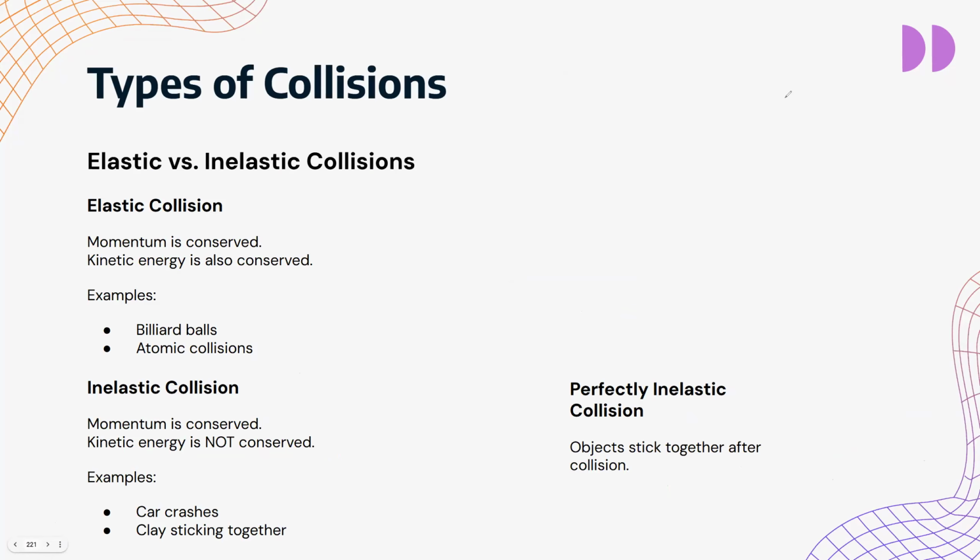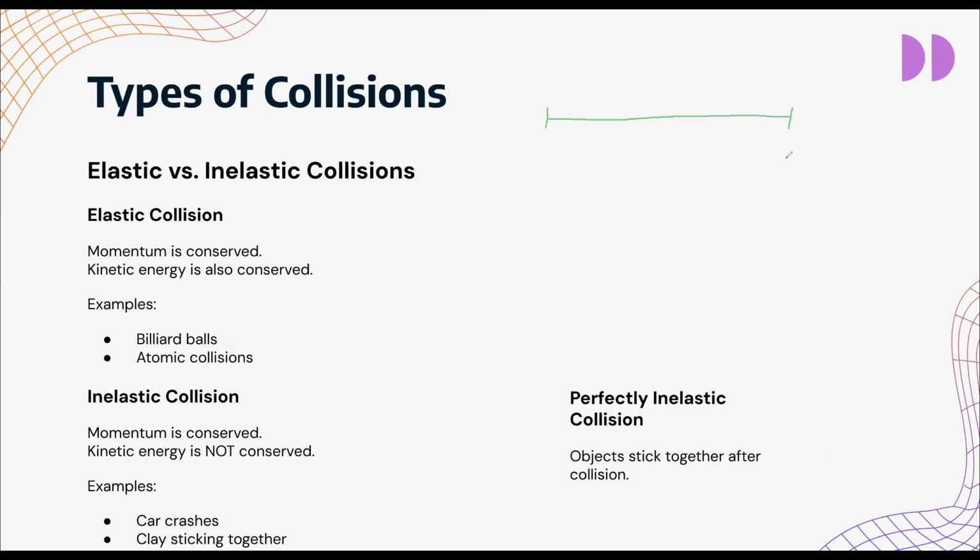So there's two types of collisions, elastic versus inelastic. Imagine it like a spectrum, with elastic on one end and inelastic on the other. In real life, collisions are going to be somewhere on the spectrum, depending on the qualities of the material. But a perfectly elastic collision means momentum is completely conserved and kinetic energy is also completely conserved.